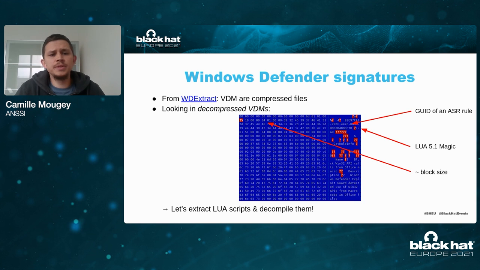So we'll use the WD extract project, which just decompresses VDM files. And now that we have decompressed them, we can search for the UID inside that file. And now we found them. Looking around, there is the Lua 5.1 magic, which is the header for Lua compiled scripts. This is interesting. We have the UID of our rule, and then the Lua magic of a Lua script. So let's try to extract those Lua scripts and decompile them.